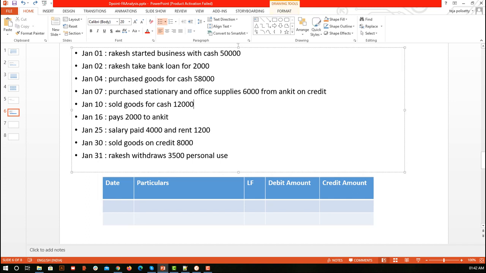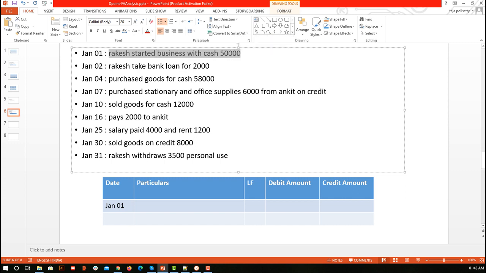The first transaction is on Jan 1st: Rakesh started business with rupees 50,000. So here we can write Jan 01. Now particulars. Here we are going to write about the accounts. Like we did in the last video, don't worry about what category each account belongs to, just see what accounts are involved and write them. Here we can see Rakesh started business with cash 50,000.